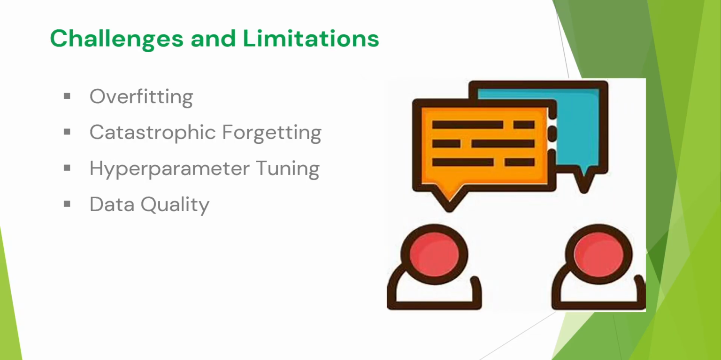Now there are certain challenges and limitations. Overfitting means fine-tuning can suffer from overfitting, especially when the task-specific dataset is small. Then catastrophic forgetting, where the fine-tuning can cause the model to forget the knowledge learned during pre-training. Hyperparameter tuning means it requires careful hyperparameter tuning, which can be time-consuming and challenging. Also, the quality of task-specific data can affect the performance of fine-tuned models.